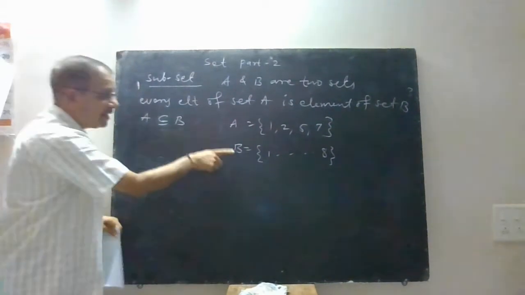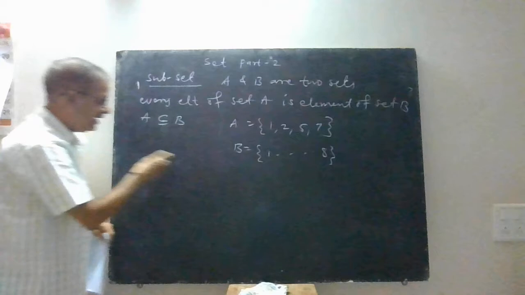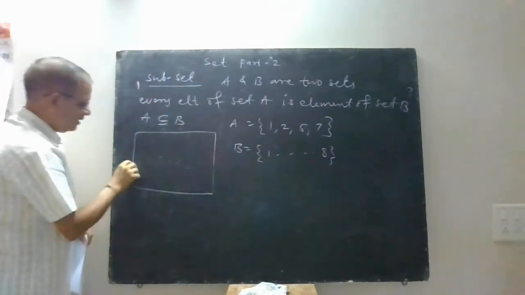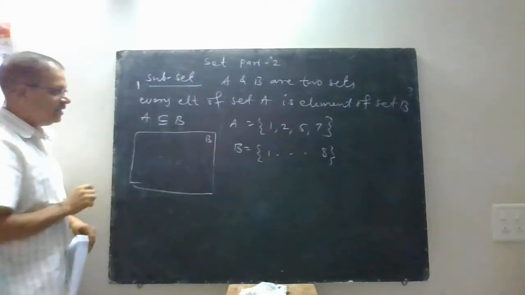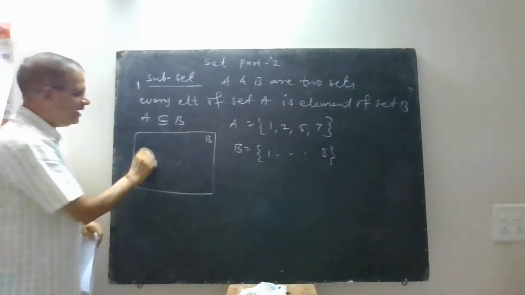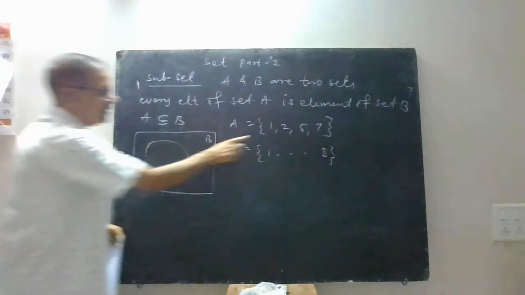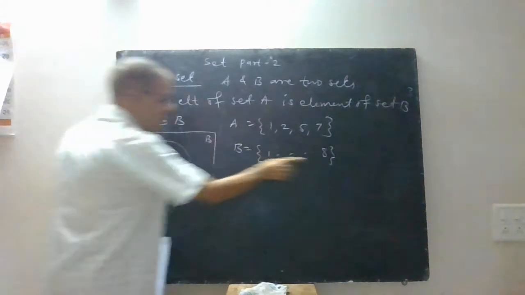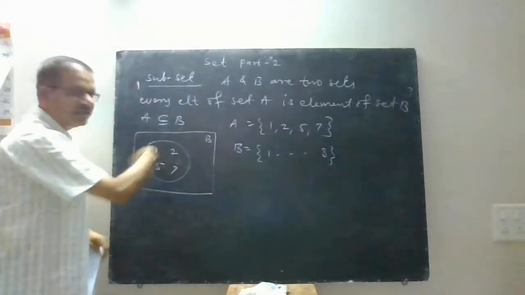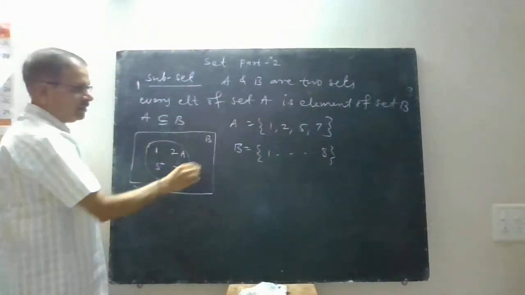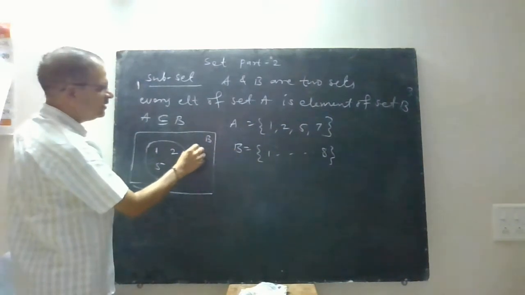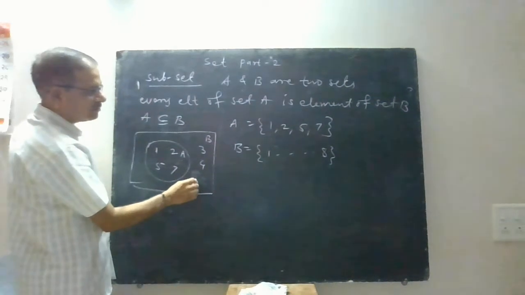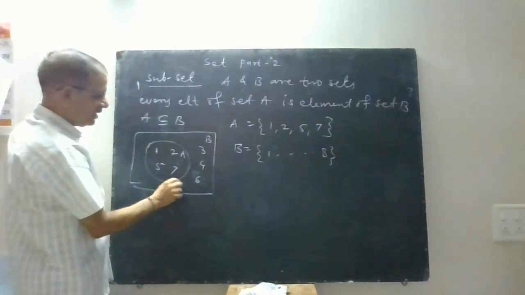Now the same thing can be shown using a Venn diagram. Here the set B is a bigger set, so let us draw a big one, that is a rectangle. This is your set B, and inside that one you have to draw the set A. Elements in A are 1, 2, 5, 7. So 1, 2, 5, 7, and the remaining elements from set B you can draw outside set A. Then 3, 4, 6, and 8.